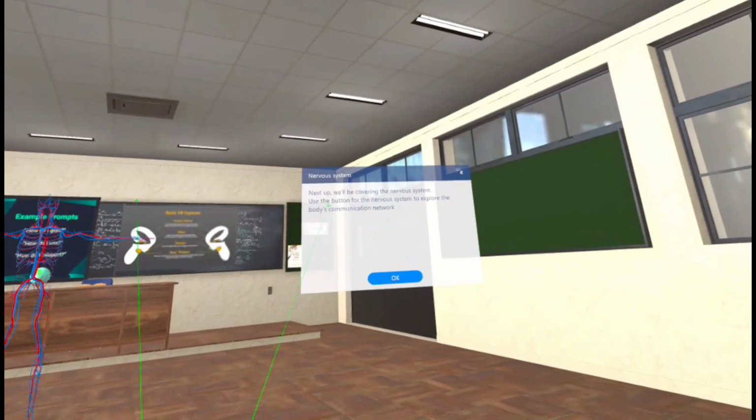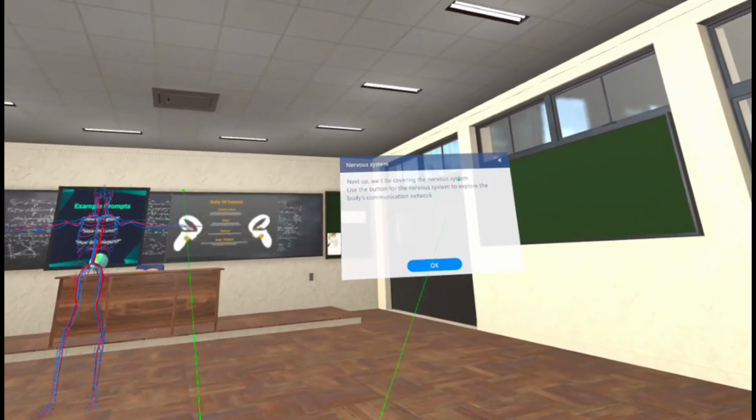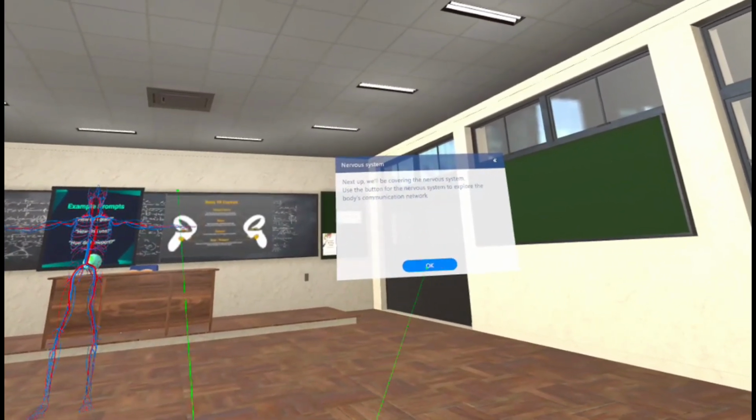Next up, we'll be covering the nervous system. Use the button for the nervous system to explore the body's communication network.